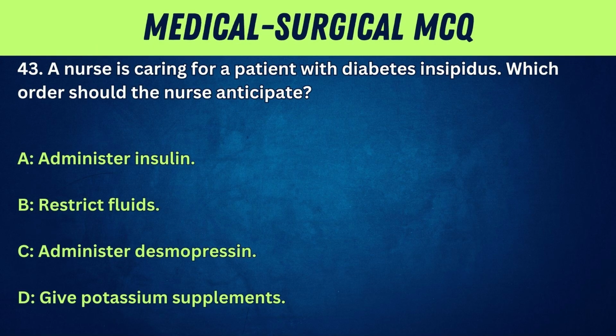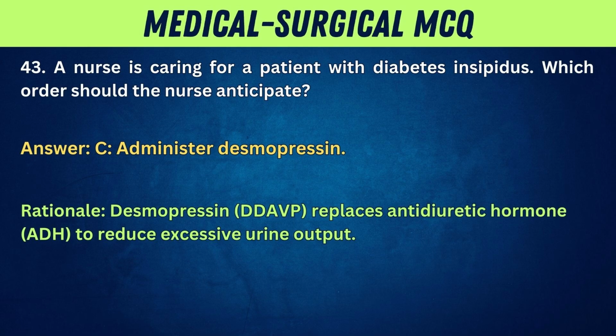43. A nurse is caring for a patient with diabetes insipidus. Which order should the nurse anticipate? A. Administer insulin. B. Restrict fluids. C. Administer desmopressin. D. Give potassium supplements. Answer: C. Administer desmopressin. Rationale: desmopressin, DDAVP, replaces antidiuretic hormone, ADH, to reduce excessive urine output.